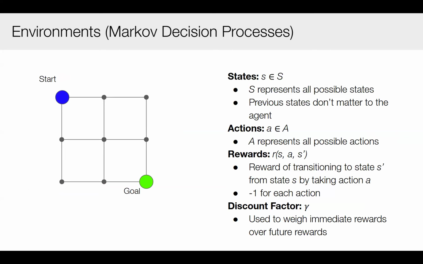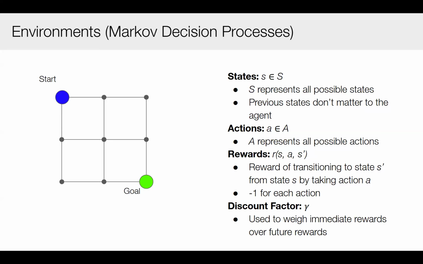So this example is a 3x3 grid, right? Where each space on the grid, each vertex, if you will, could be called a state, right? And each state is taken from a set of all possible states denoted by capital S. And the important thing with these states is that previous states don't really matter to the agent. For an agent to make a decision, it only needs to care about the state it's currently in. The previous states it was at to get to the current state should not matter.